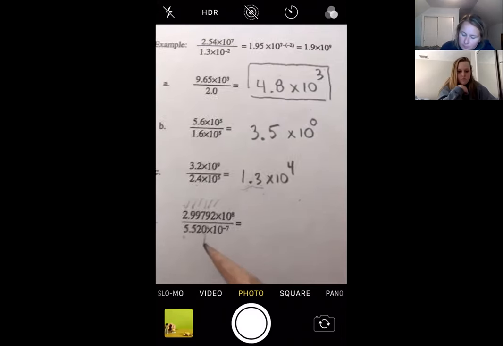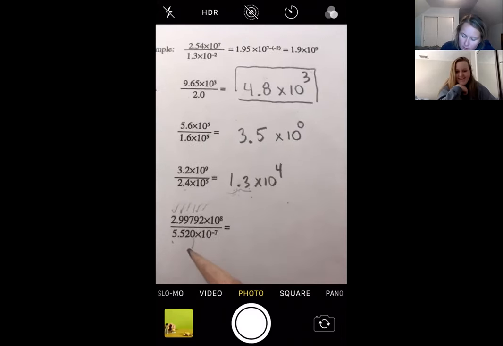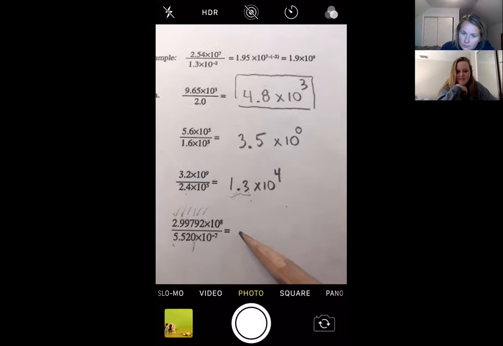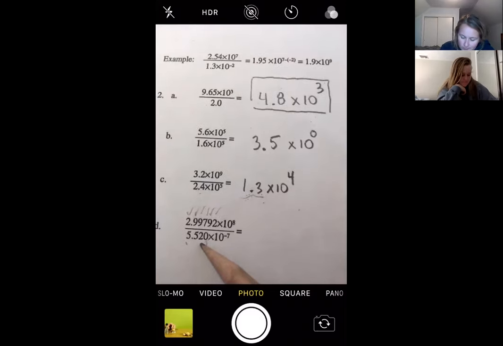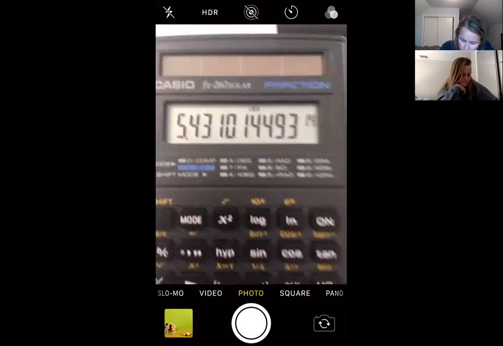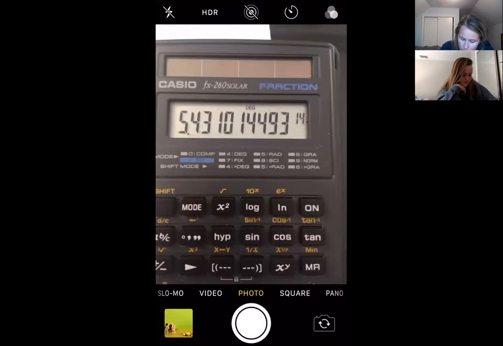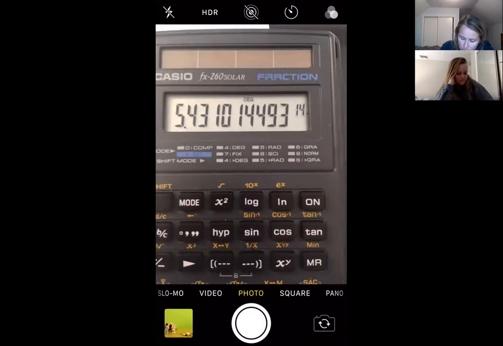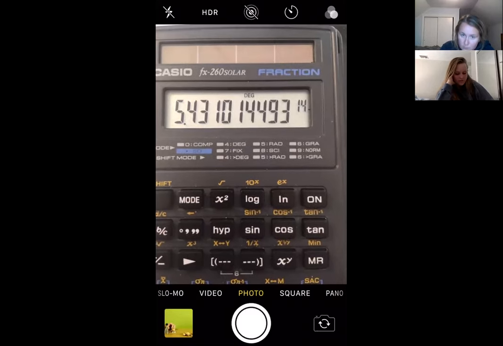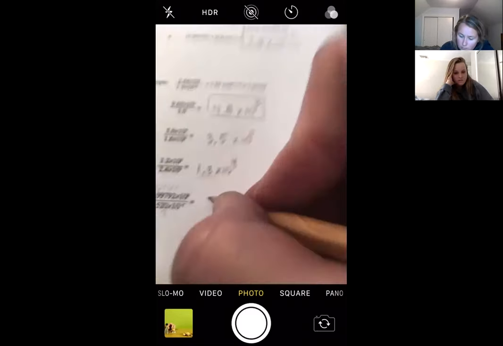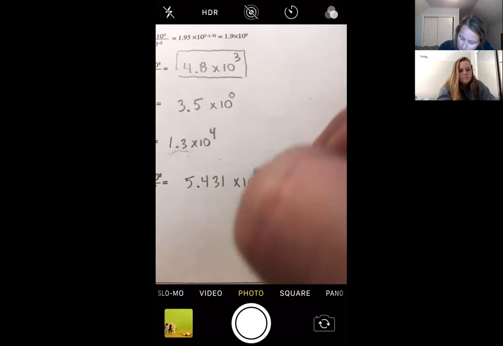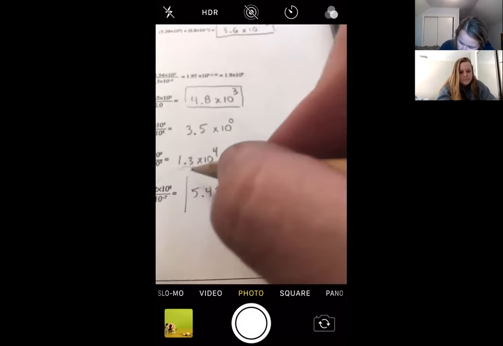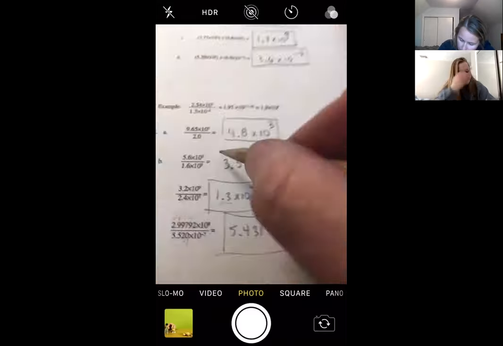Okay. How many are in the bottom number? Three. Four, sorry. Thank you. How many do you get to keep in your output? Four. That's right. Your output is limited by the crappiest number going in. So what should we round this to if we're going to be honest, Sarah? 5.431 times 10 to the 14th. Damn, you're good. I like it. Nicely done. Don't forget to box your answers, class, because that's a classy move.